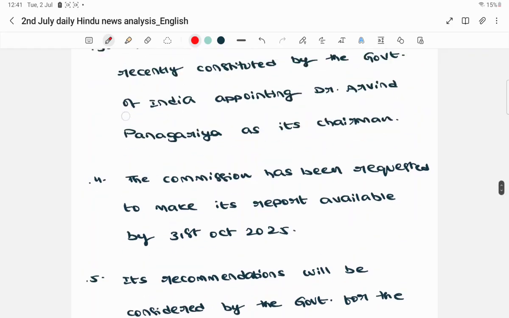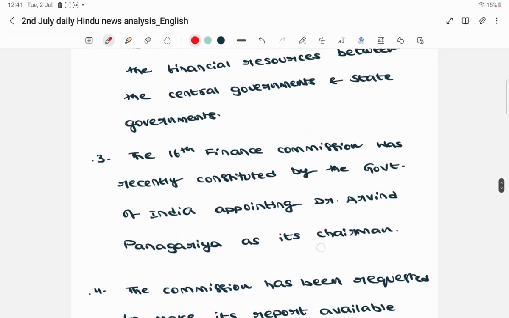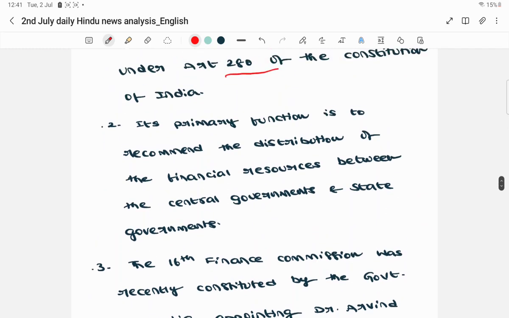Okay, some other basic facts. What is the primary function of the Finance Commission? The primary function is that it should recommend how the distribution of the financial resources between the central government and the state governments needs to be carried out. How that revenue share has to happen is what should be recommended by the Finance Commission.